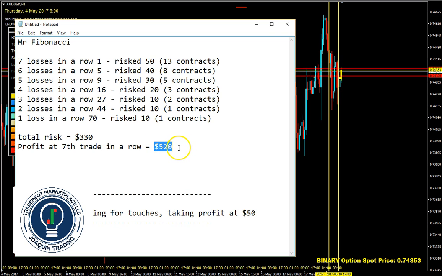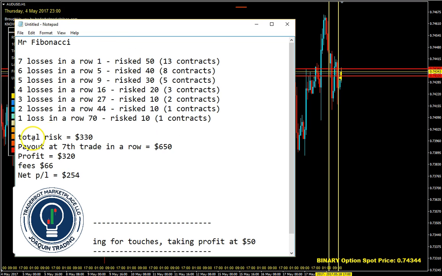Wait a second. Nope, that's wrong. Total risk is going to be 330. Payout at the 7th trade in a row is going to be 650, if it goes all the way to here. Profit is 320, and take out your fees and commissions, and you got a net P&L of around 254. And there you go. I mean, there's several ways to do it.